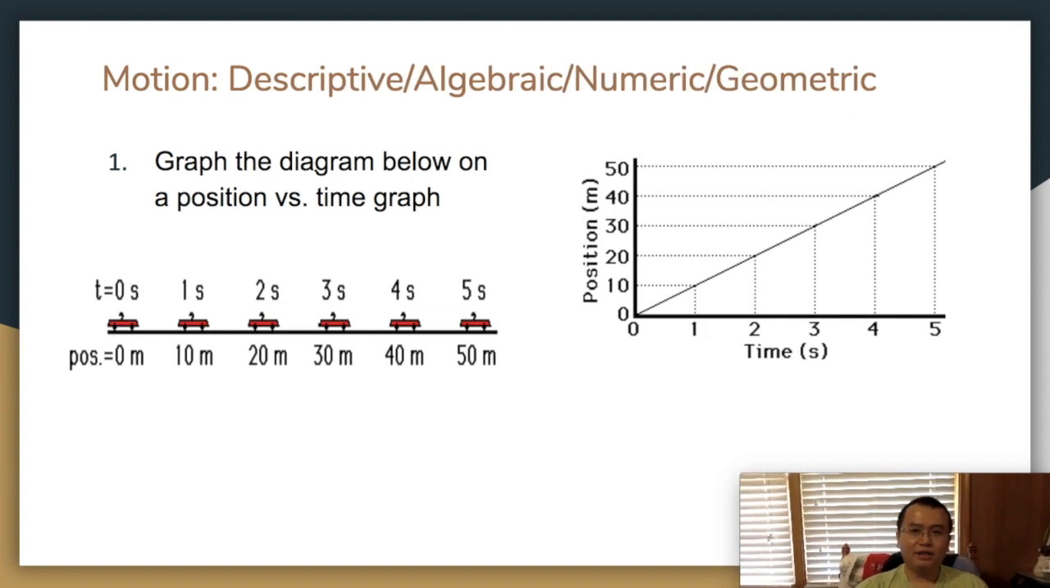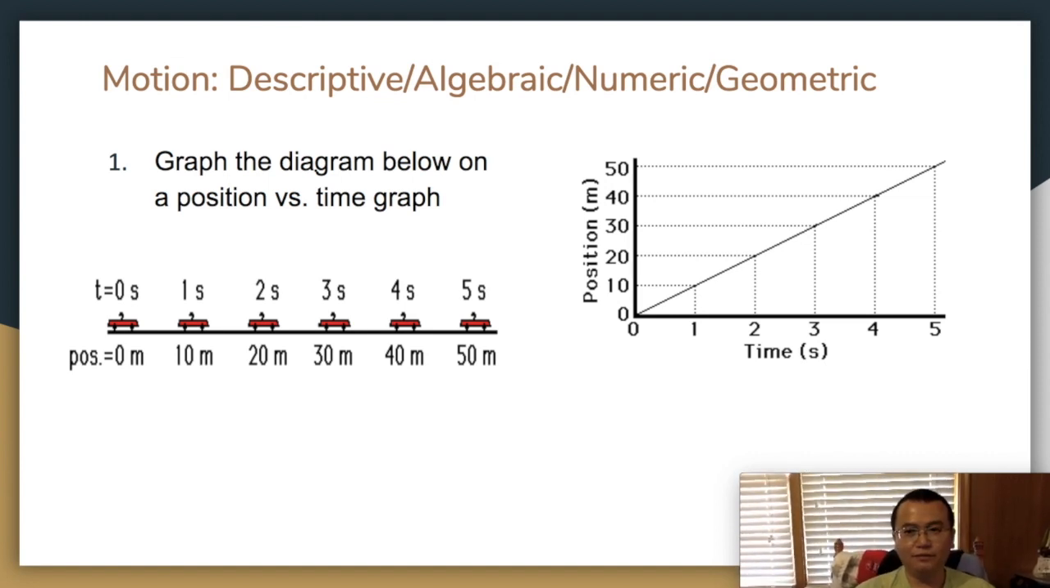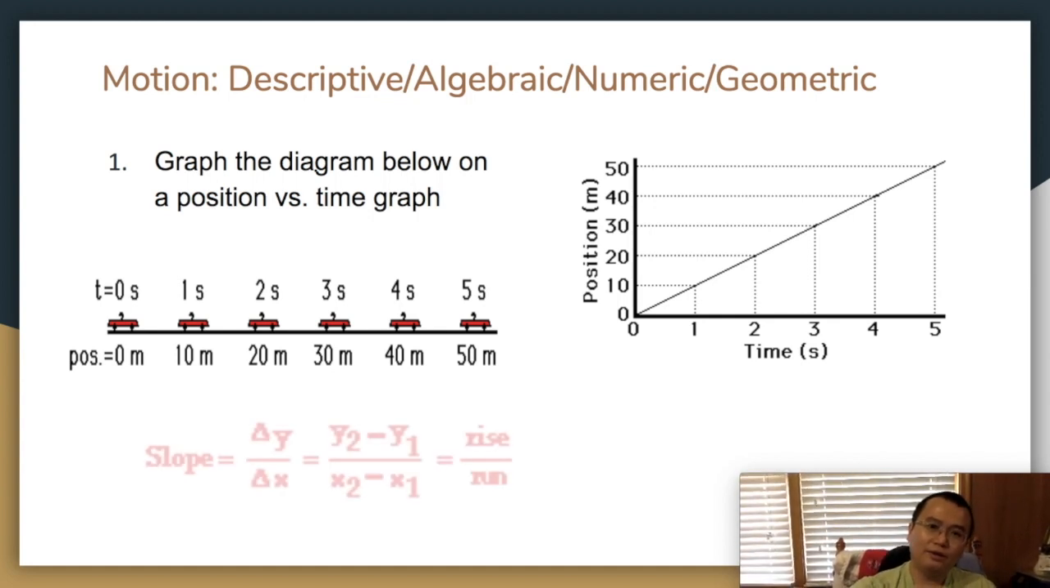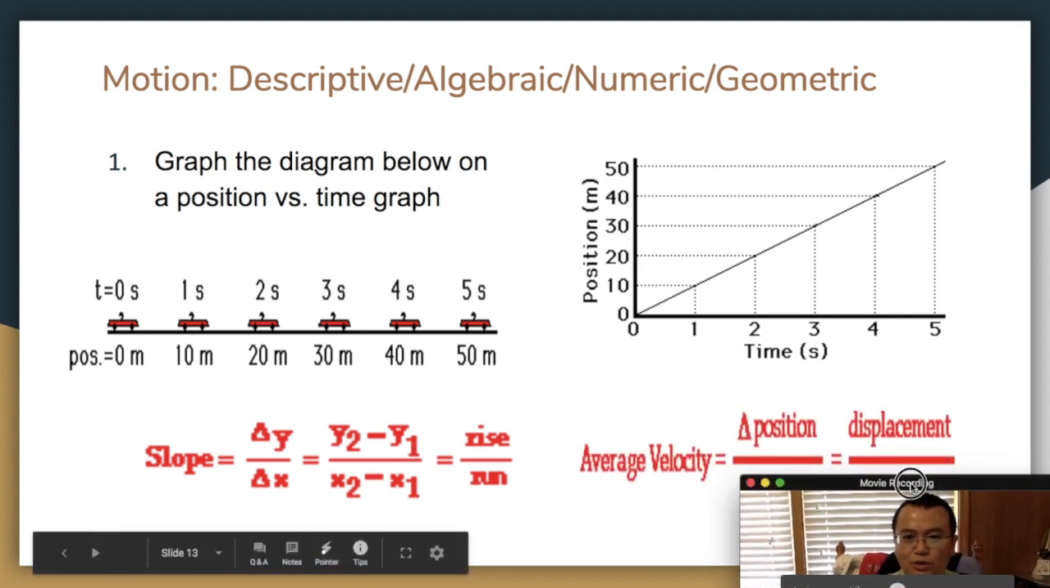So let's combine everything that we have learned. We learned how to describe motion using words, and we also have algebraic equations that describe speed, average speed and average velocity, and we have numeric values in a table that allow you to understand the motion of an object. So now we're going to combine everything to have a deeper understanding of motion here.